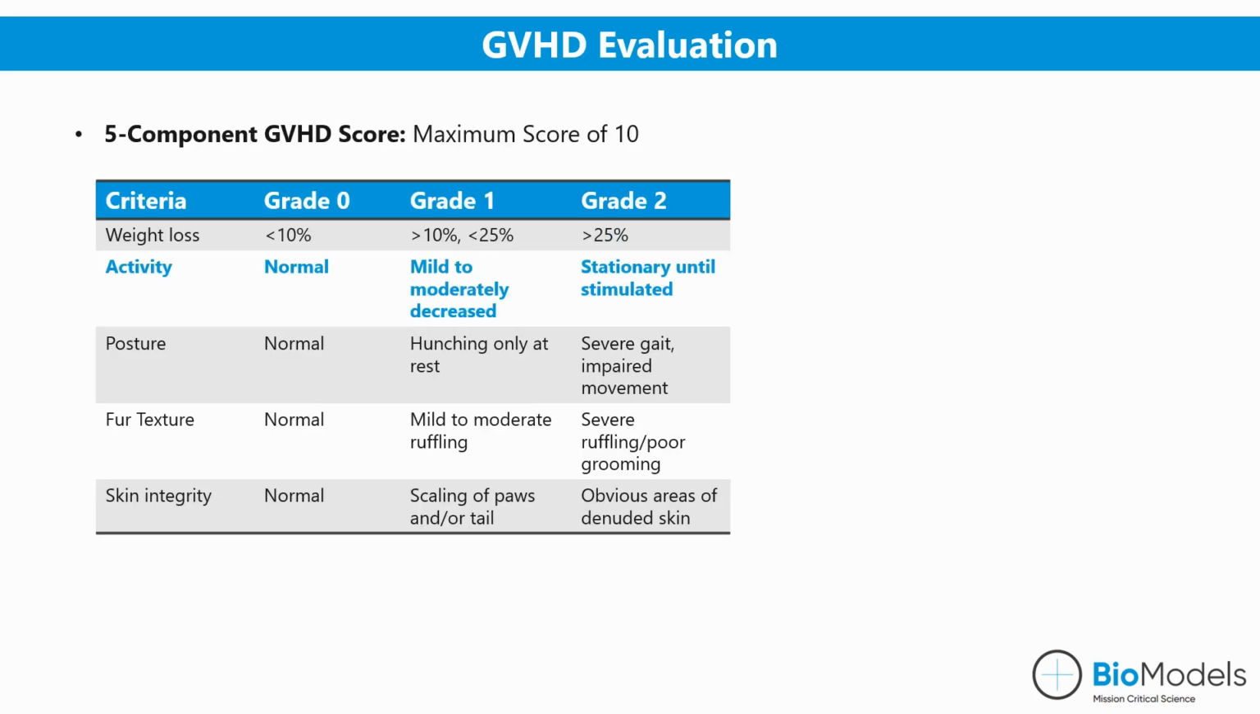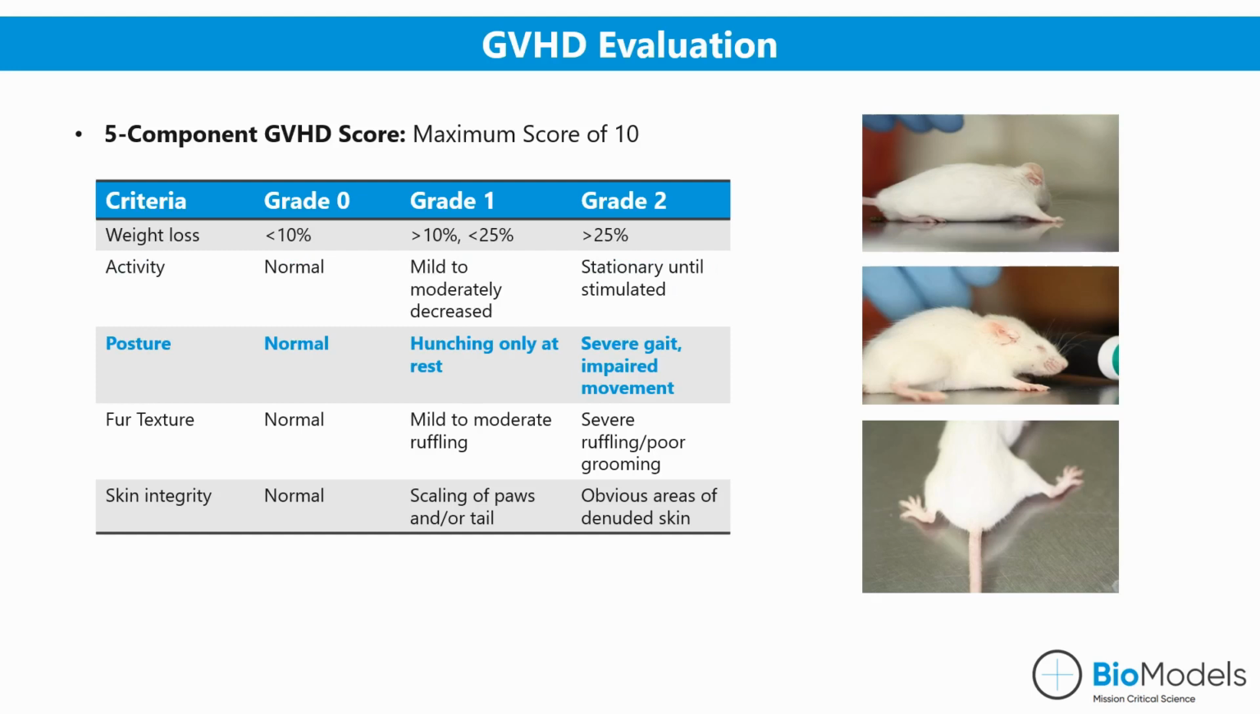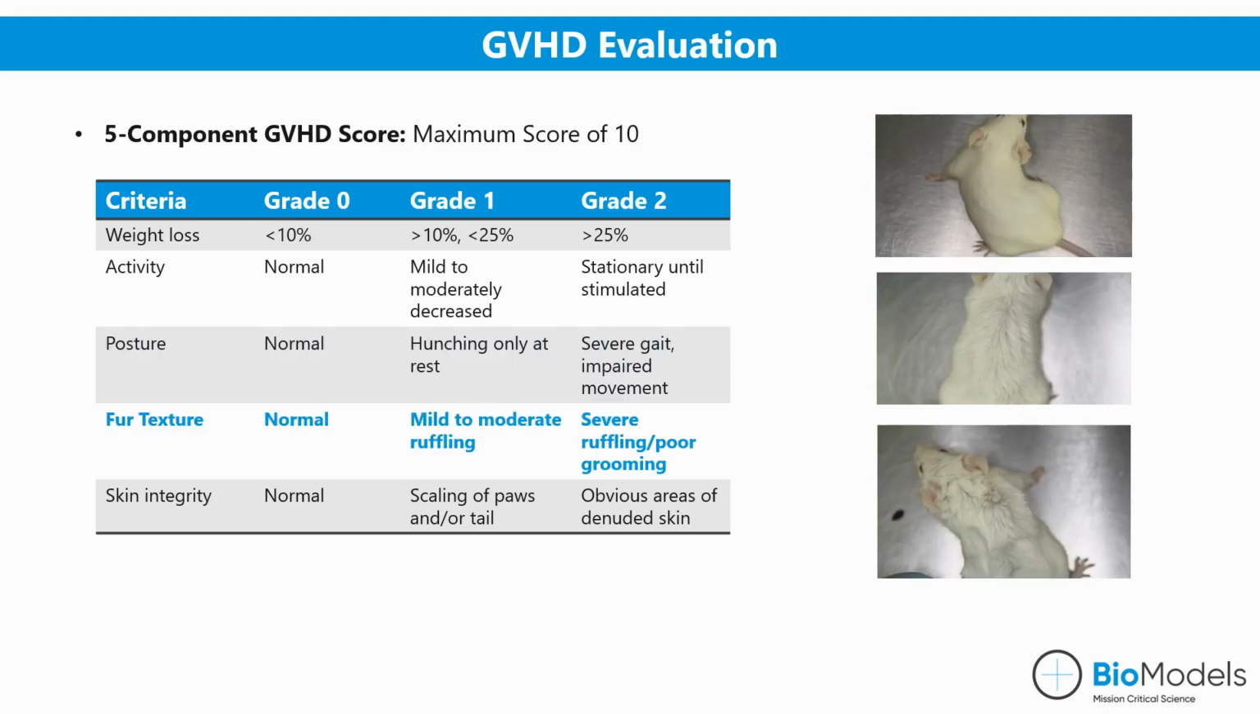The next criteria, activity. As animals get sicker, we'll display decreased activity, and we'll see progression throughout the course of the disease. Posture is another component of the GvHD score, and as animals progress through disease, we first see hunching posture and then a more severe impaired gait. Changes in fur texture can also be observed during disease and range from both a normal clean coat to a very highly ruffled coat.